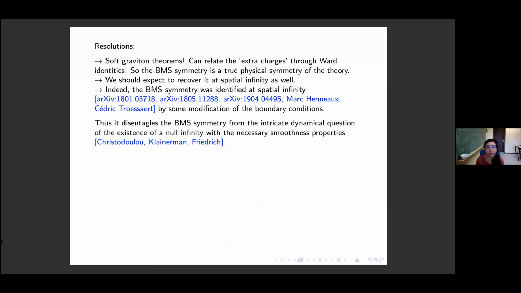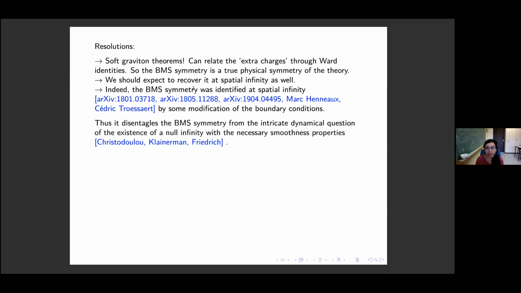So first of all, with the soft graviton theorems, now we know that we can relate this to the extra charges through Ward identities. So the BMS symmetry is a true physical symmetry of the theory. Now, if something is a true symmetry, it should be visible in any formulation. So we should expect to recover it at spatial infinity as well.